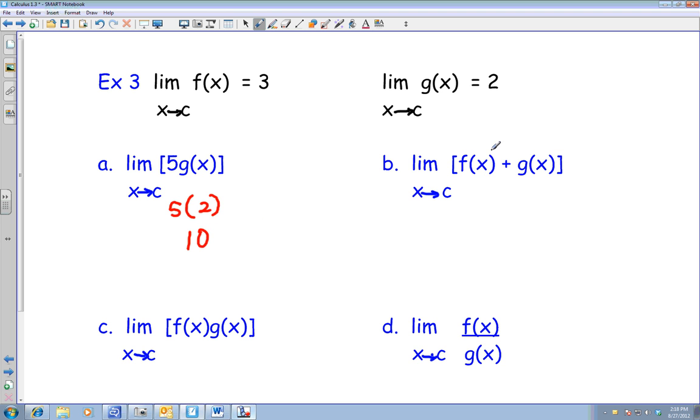Okay, this one says if I have two different limits, I can find the two limits and add my answer together. So I'm going to find the limit as x approaches c of f of x, which was 3, plus the limit of g of x, which is 2, so my total limit is 5.